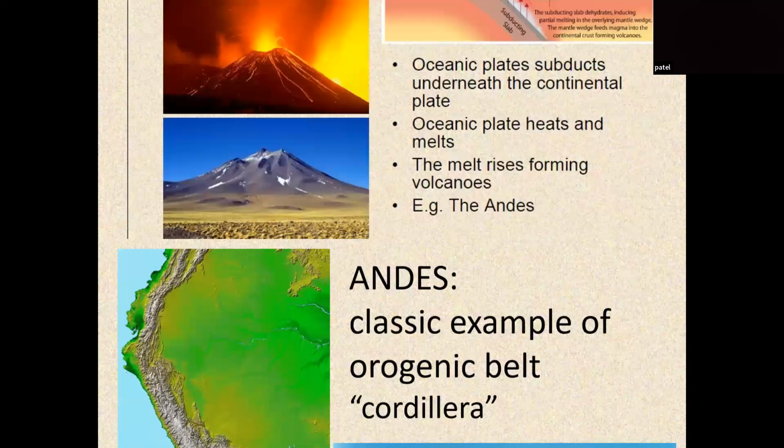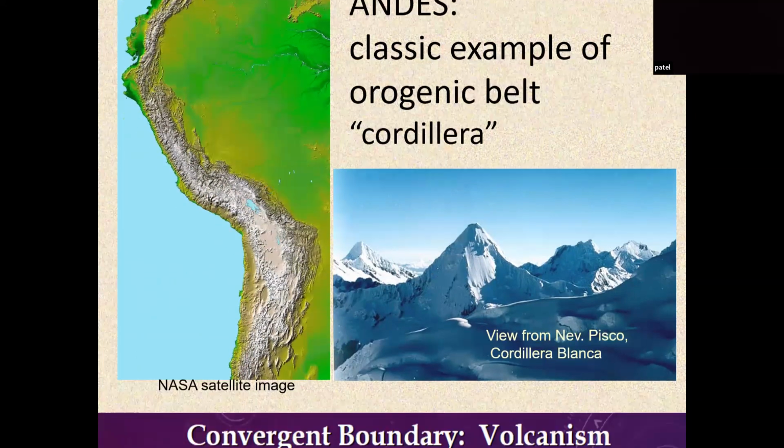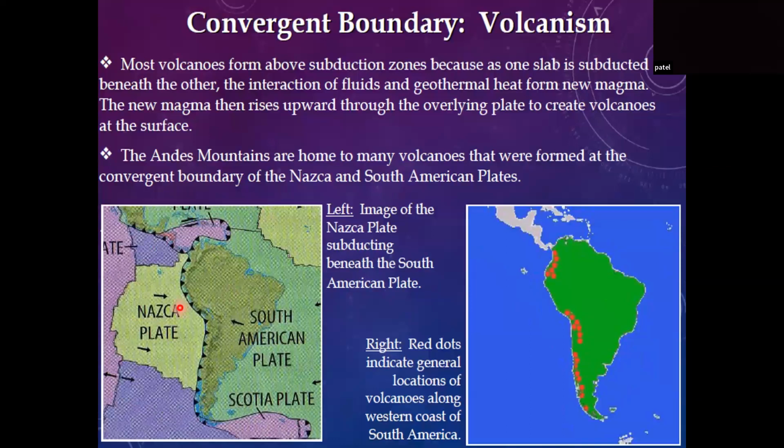Here you can see a satellite image of South America, and on the western side of South America we have the Andes mountain belt. This Andes mountain belt is formed from the subduction of the oceanic crust below the South American plate. Here this Nazca plate is subducting below the South American plate, and because of the subduction, volcanoes are present. At present also, in South America we have several volcanoes.